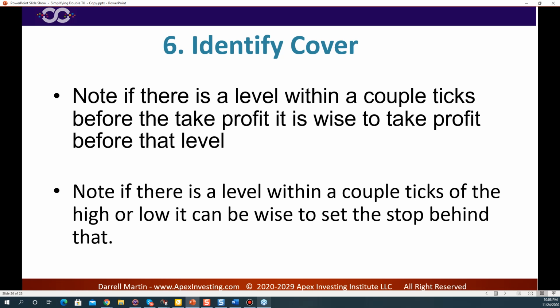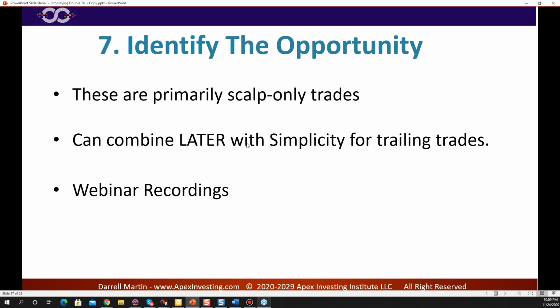Yes, the detectors are not part of the trading assistant. They're part of the normal chart template. Okay. And again, these are scalp only trades. You can learn later on how to go further than that.